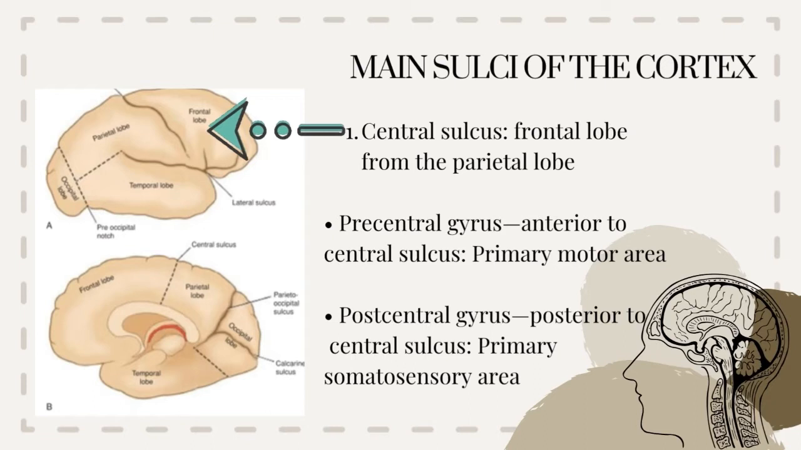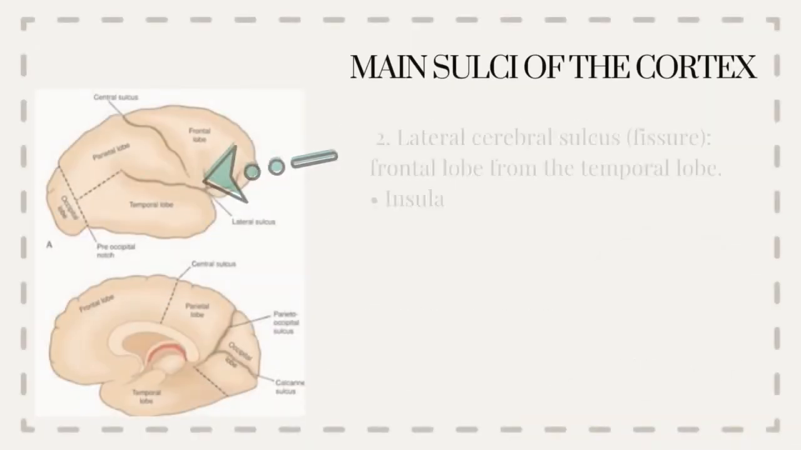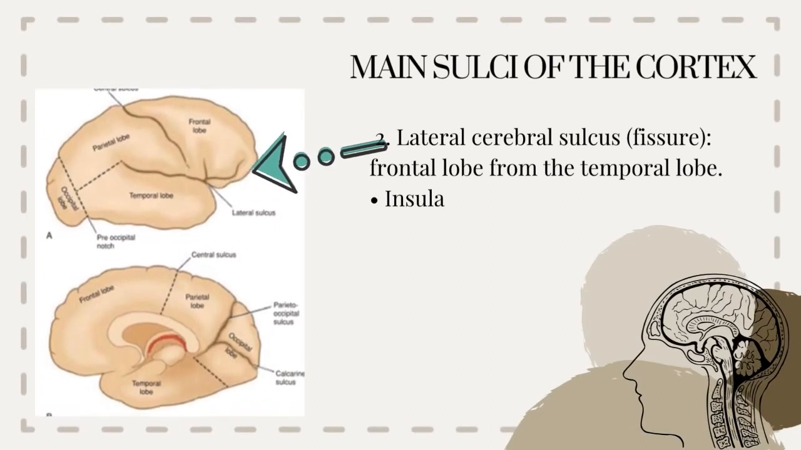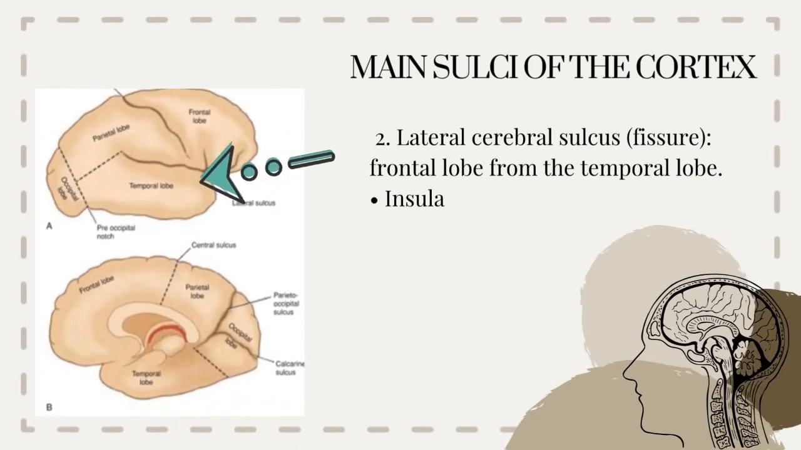Then you have your postcentral gyrus. It is located behind or posterior to the central sulcus, in which it serves as the primary somatosensory area of the cerebral cortex. Next, you have the lateral cerebral sulcus or fissure. So this time it separates the frontal lobe from the temporal lobe. Again, lateral cerebral sulcus or fissure. It separates the frontal lobe from the temporal lobe.